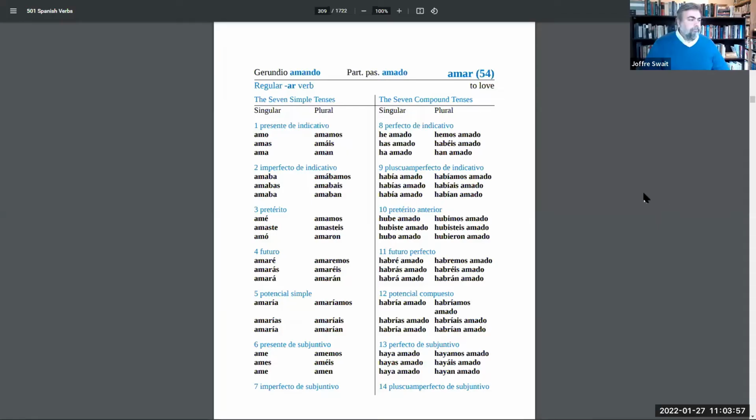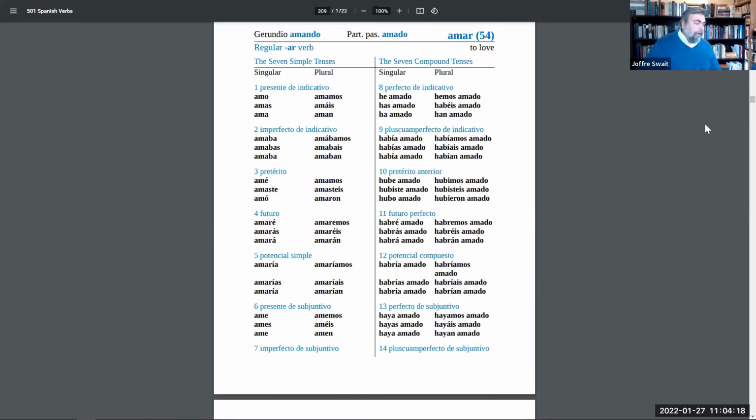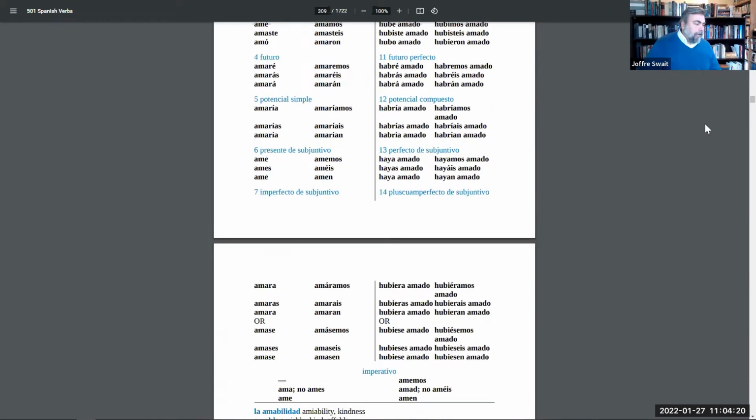Now, if we look at, say, our 501 Spanish verbs, here's the verb amar. We've learned to decipher this page. We love this book. It's so handy. And so we know there's the gerund there, the past participle, which we're unsure of how to handle, but whatever, we know it's there. And then there are the 7 simple tenses on the left and the 7 compound tenses on the right. The 7th, by the way, kind of sneaks onto this page here at the bottom.